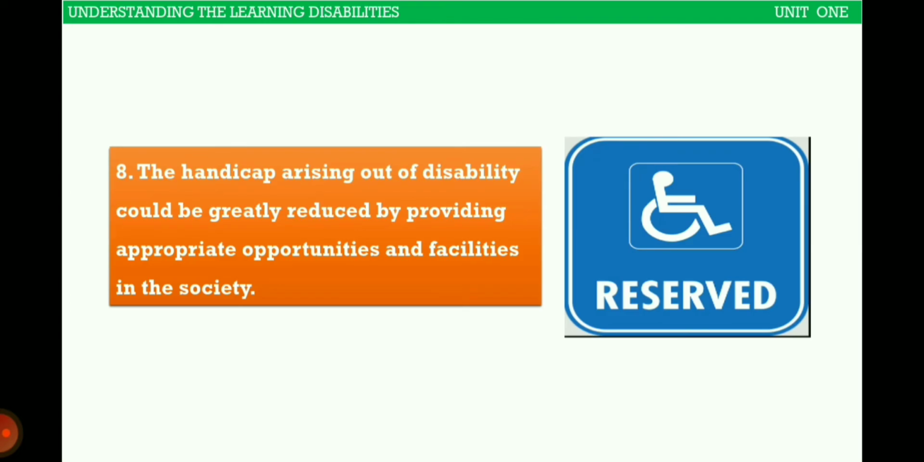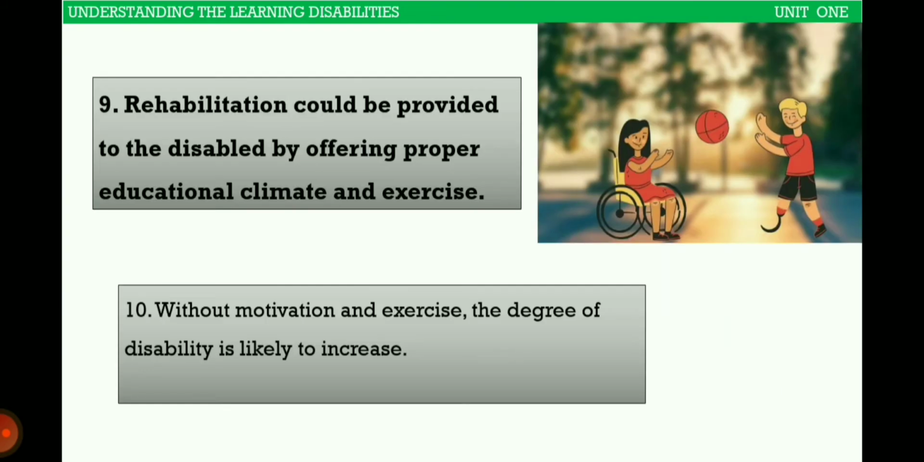The handicap arising due to disability could be greatly reduced by providing appropriate opportunities and facilities in society. You can have job reservation, you can give them reservation in transport, right? Wherever possible, you can give the reservation so that you can bring them into the upper strata of society. Then rehabilitation could be provided to the disabled by offering a proper educational climate and exercise. If you give them proper education and exercise, their physical and mental well-being will be good, and they can go for the kind of jobs that they can do.